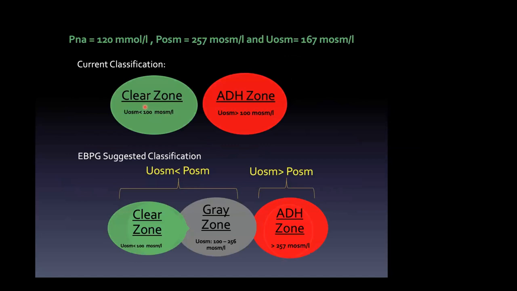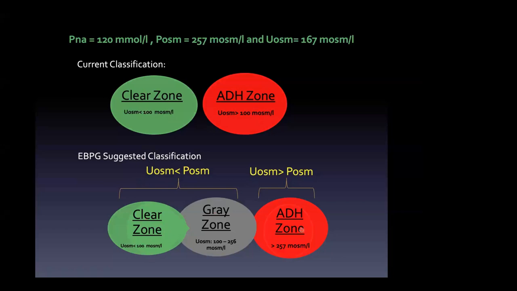In the American classification, if your urine osmolarity is less than 100, then they define it as an ADH-free zone where you do not have SIADH. If your urine osmolarity is more than 100, then they define it as an ADH zone where most likely if you are euvolemic, you have SIADH. The Europeans are saying that yes, same is true over here. If your urine osmolarity is less than 100, you are in the clear zone.